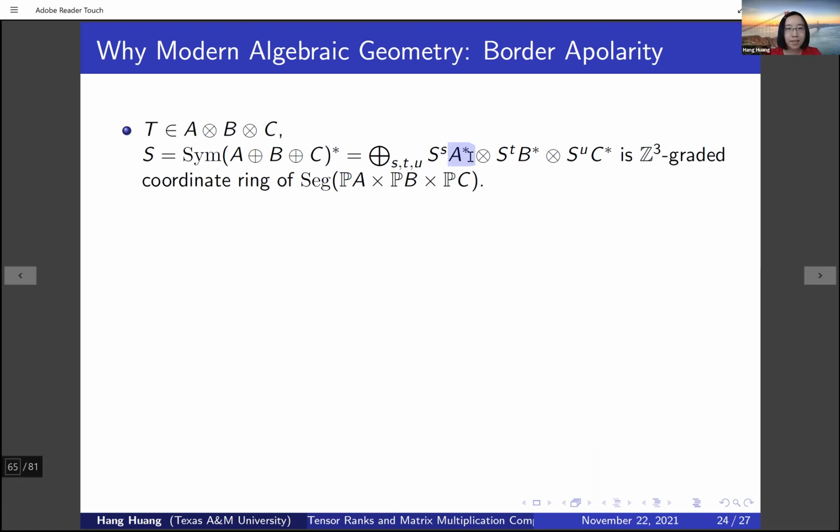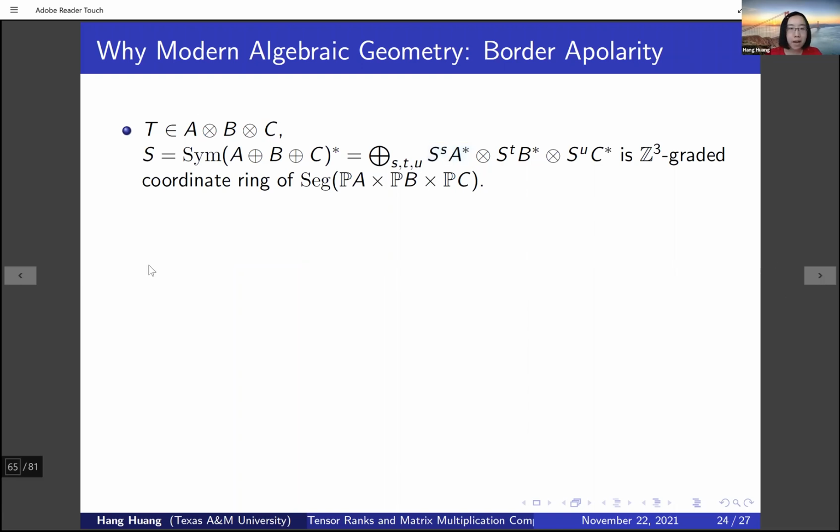So A dual acts on A and B dual acts on B. And similarly, C dual acts on C by differential operators. And for symmetric powers, we just think of it acting on A by higher order differential operators with constant coefficients. So we think of the symmetric algebra as consisting of all constant coefficient differential operators. So it will act on our space of tensors.